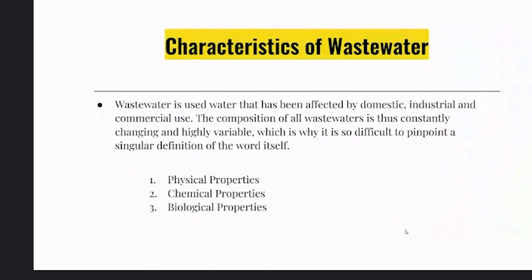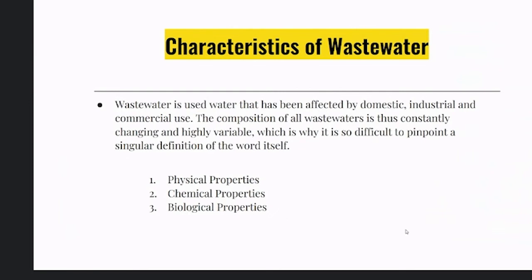Hello po. So, just to illustrate po, good evening po sir. So, next naman po natin is yung characteristics of wastewater. Wastewater is used water that has been affected by domestic, industrial, and commercial use.